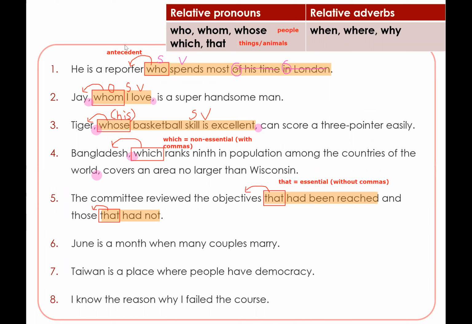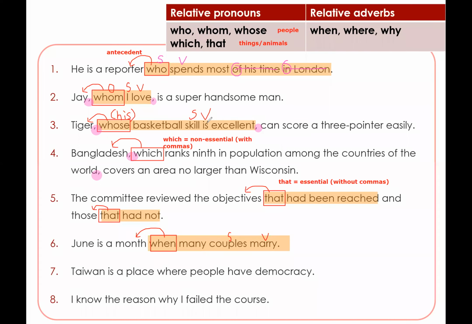And number 6, June is the month when many couples marry. So my adjective clause is when many couples marry, right? Why do I use the relative adverb when? Because I am modifying a month, which is time. Again, you can see that there is no comma, so this is essential. And I have subject and verb, couples marry.